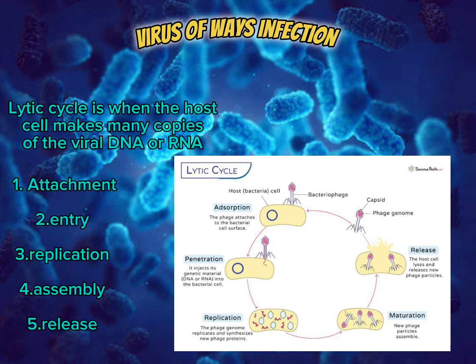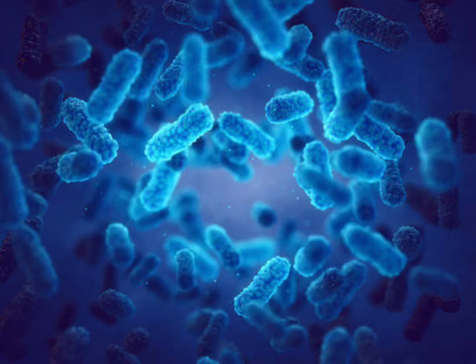Third is the replication, when the virus takes over the host cell machinery to replicate its genetic material and proteins. Number 4 is the assembly. New viral particles are now assembled from the copied genetic material and proteins. Then the last step is the release. It is when the host cell bursts, releasing hundreds of new viruses.